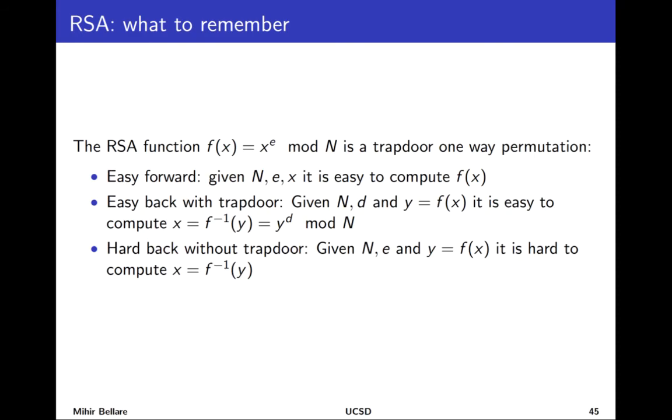So this is a summary of what to remember with regard to security of the RSA function. It's what's called a trapdoor one-way function. For large enough modulus n properly chosen, it's hard to invert without the trapdoor information d. Given only n, e, and the result y of applying f to some point x, it's hard to recover x. If you know the trapdoor d, it's easy to recover x. You just raise y to the d-th power. And in all ways, if you have the modulus and encryption exponent, it's easy to go forward.